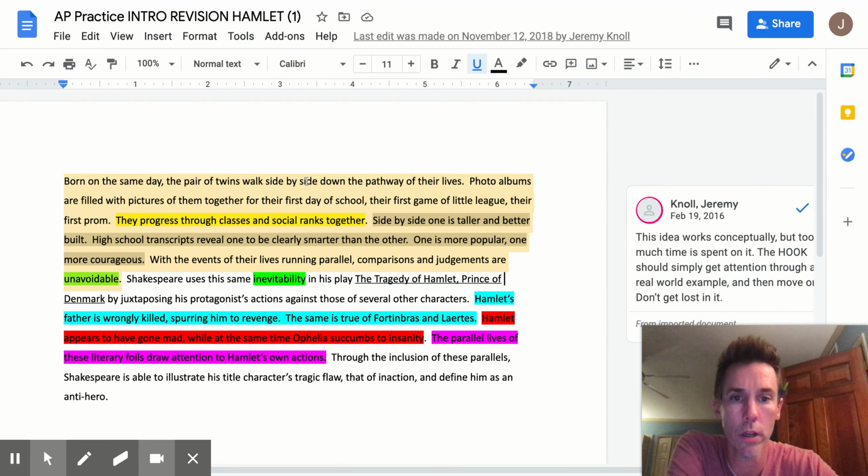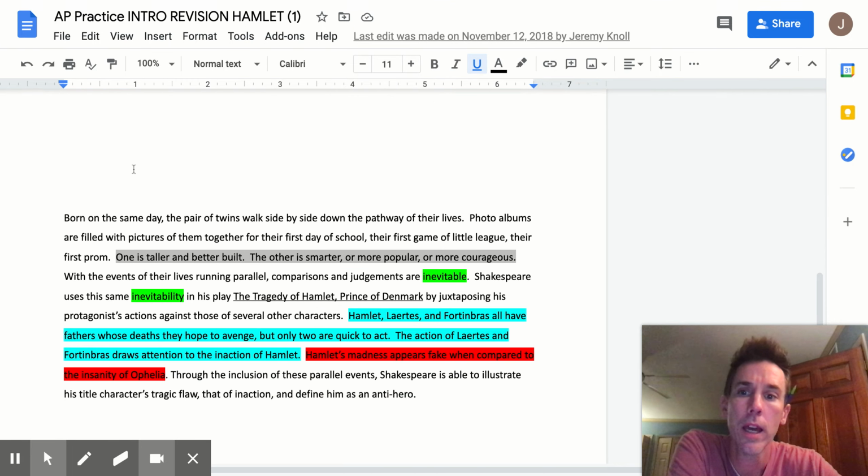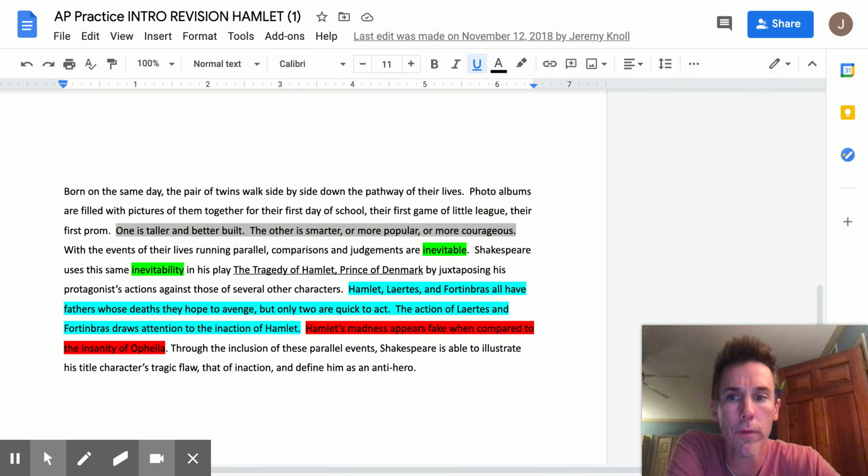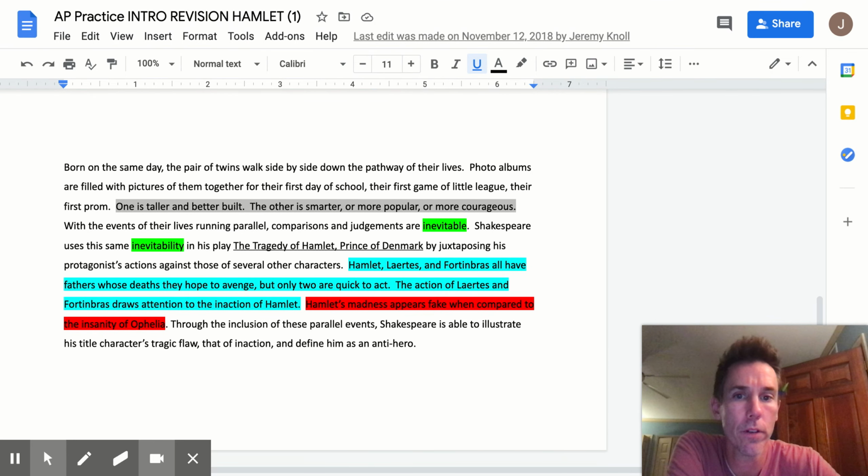This hook takes too long. So what I do is I go down here and I say, born on the same day, the pair of twins walk side by side down the pathway of their lives. Same line. But then the rest of it I compress. Photo albums are filled with pictures of them together for their first day of school, their first game of Little League, their first prom. One's taller and better built. The other is smarter or more popular or more courageous.